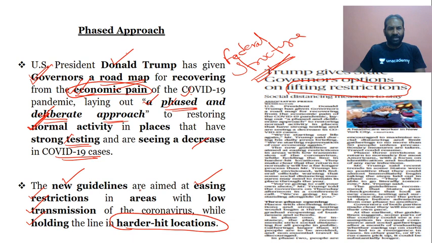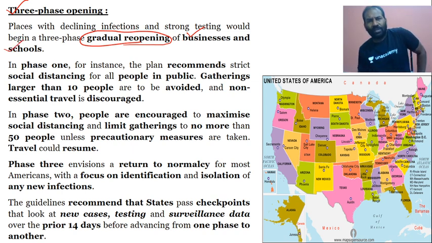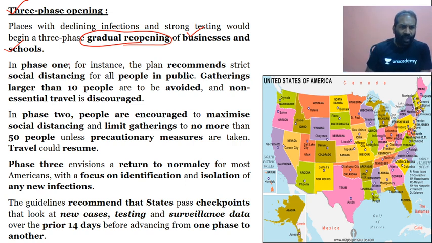So that is the roadmap which Donald Trump has discussed with the governors. This roadmap is in regards to a three-phase opening, and this three-phase opening will be a gradual reopening. The reopening is basically for the businesses and for the schools. And then there are three phases: phase 1, phase 2, and phase 3, as they have come up with in the roadmap.